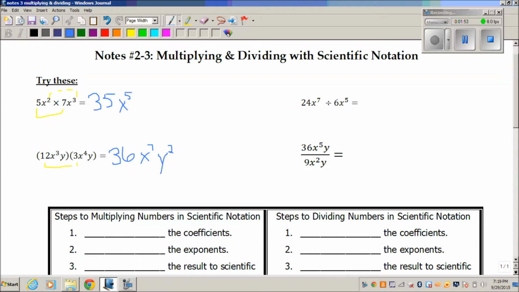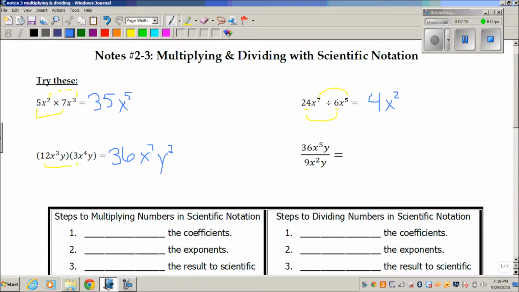Now when we divide expressions, it's similar, except we're going to divide the coefficients. In this case, we have 24 and 6, and subtract the exponents of our like bases. So 24 divided by 6 is 4. X to the 7th divided by x to the 5th is x to the second power, because 7 minus 5 is 2.